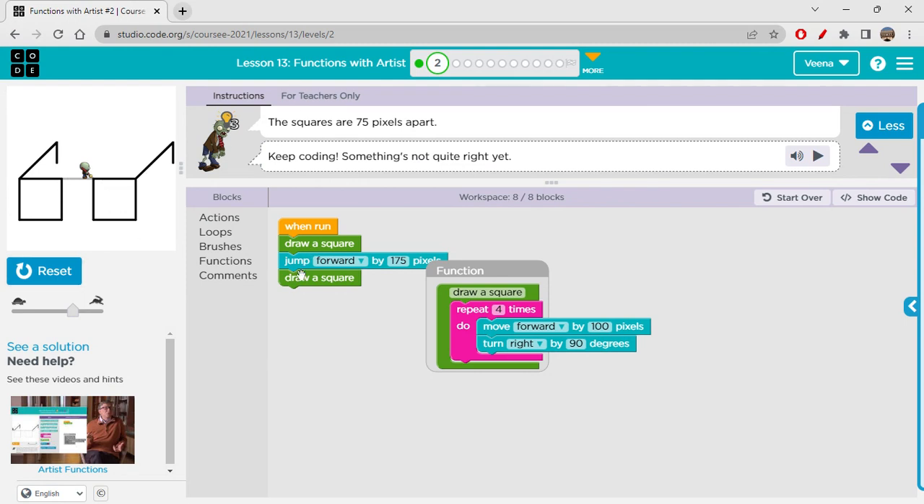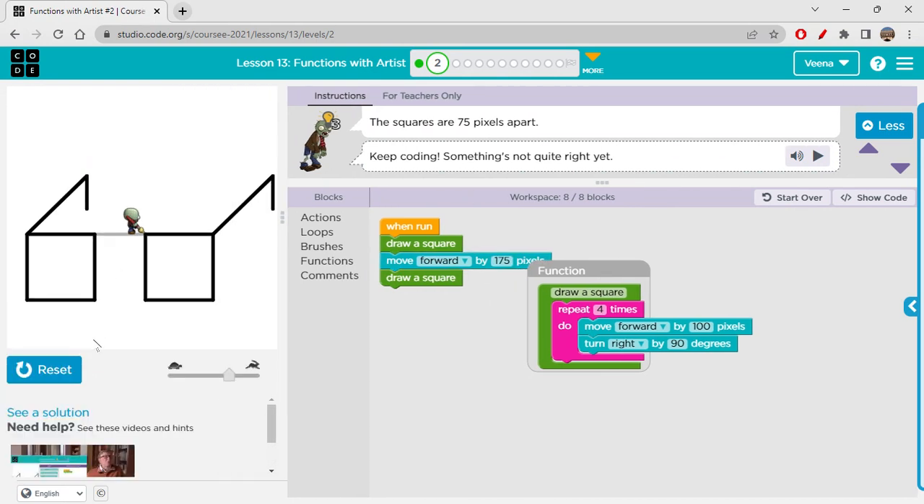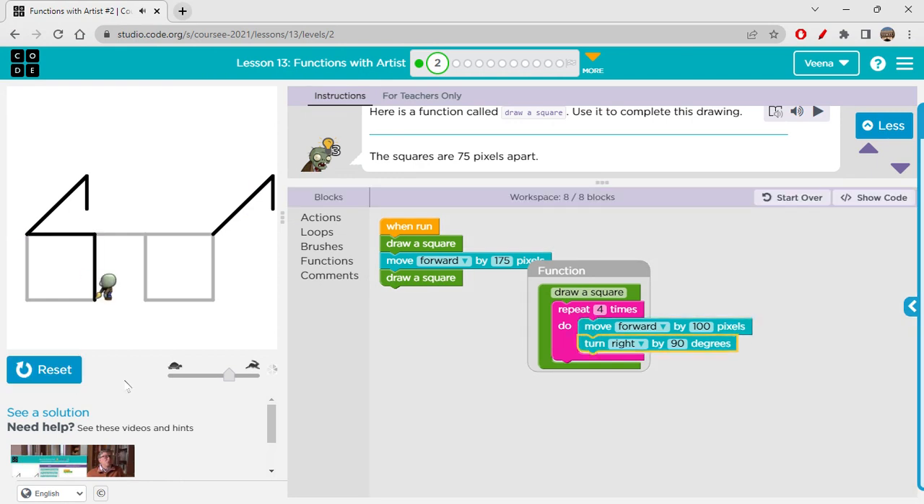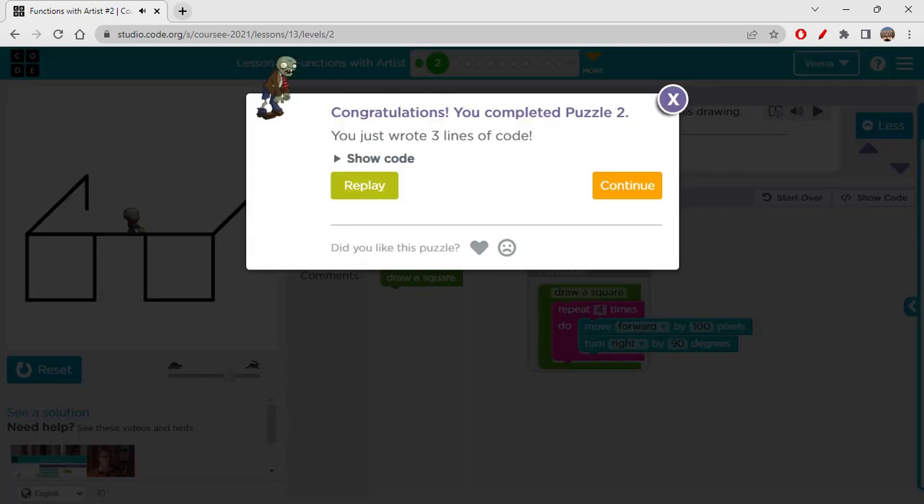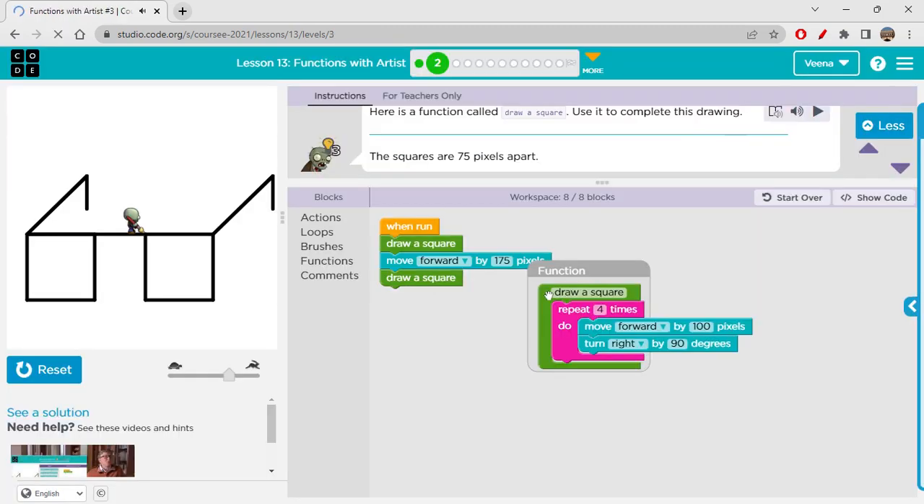Okay, we have to draw this line, right? So let's not jump forward but instead we have to move forward. Let's reset and run. Perfect. These became spectacles, right? Okay.